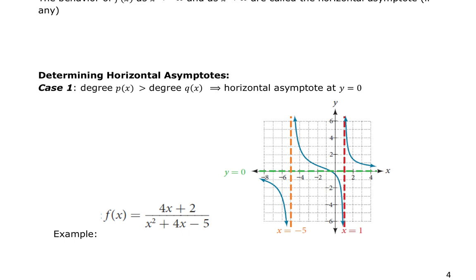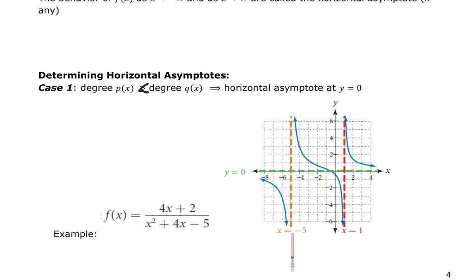Now please note I do need to change the direction of this inequality. If the degree of the numerator polynomial p of x is less than the degree of the denominator polynomial q of x, then we have a horizontal asymptote at y equals 0. As an example, the degree of this polynomial is 1, the degree of this polynomial is 2. 1 is smaller than 2, and this is what the graph looks like. I have this horizontal asymptote at y equals 0.